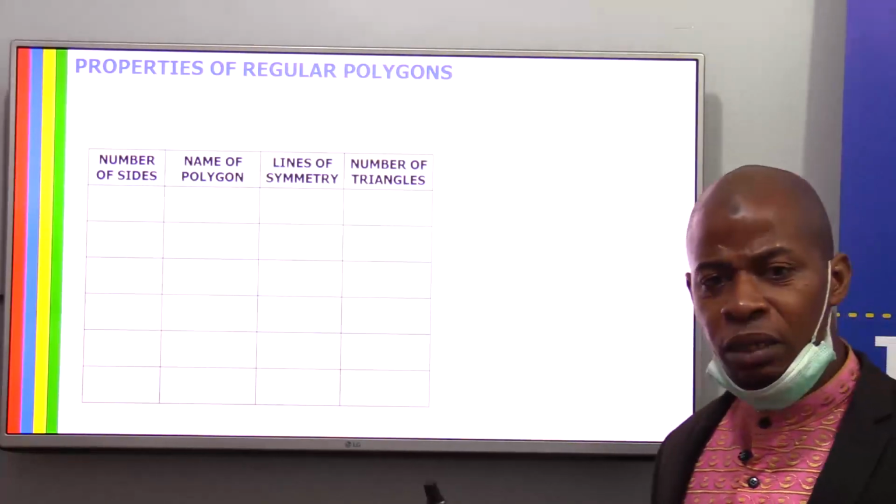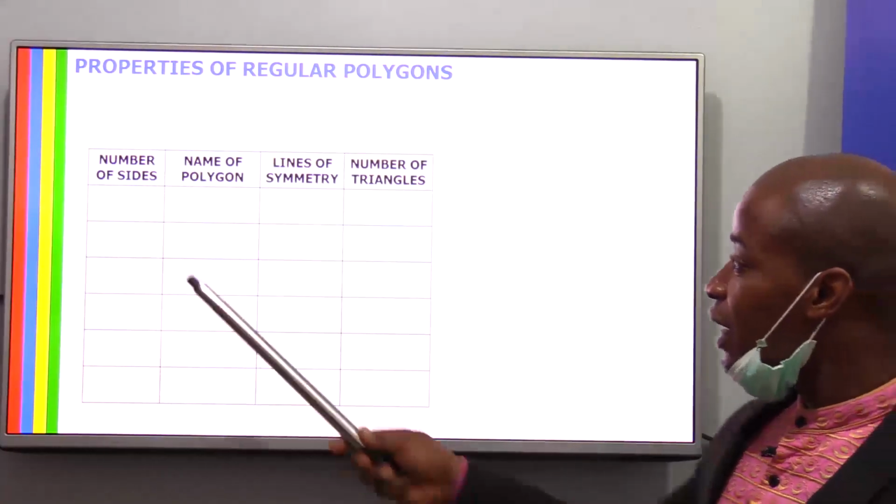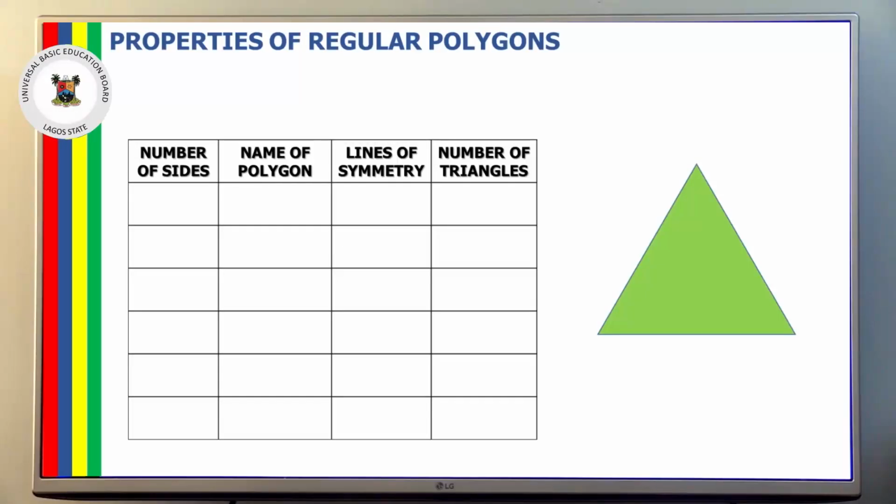We'll be looking at the properties of polygons under these headings. We'll look at the number of sides it has. We will name it. Then we'll look at the line of symmetry. A line of symmetry, as you may recall, is a line that divides a shape into 2 equal parts such that you can fold it along that line and they will be exactly on top of each other. And then we want to see how many triangles you can find in that polygon.